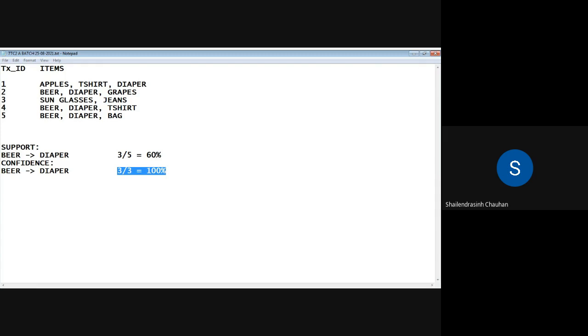Fine. So what do you mean by this 100%? That means that whenever a customer is purchasing beer, in all those transactions you are definitely having diaper. That is the confidence. Another meaning of confidence: whenever a customer is purchasing beer, you are 100% confident that he or she will also go with diaper. Based on your transaction table, those transactions which are having beer will also have diaper in all transactions. That's why the confidence is 100%.